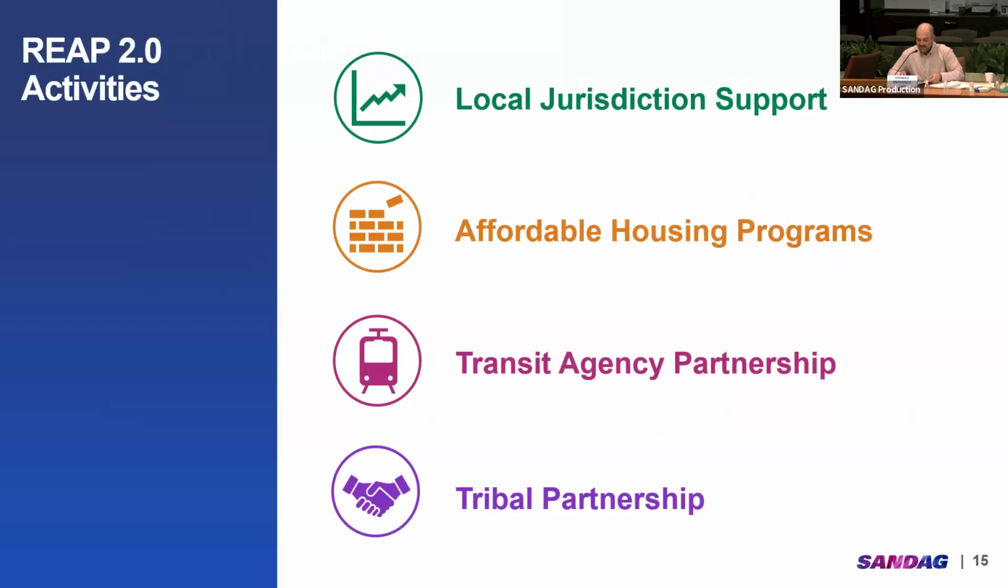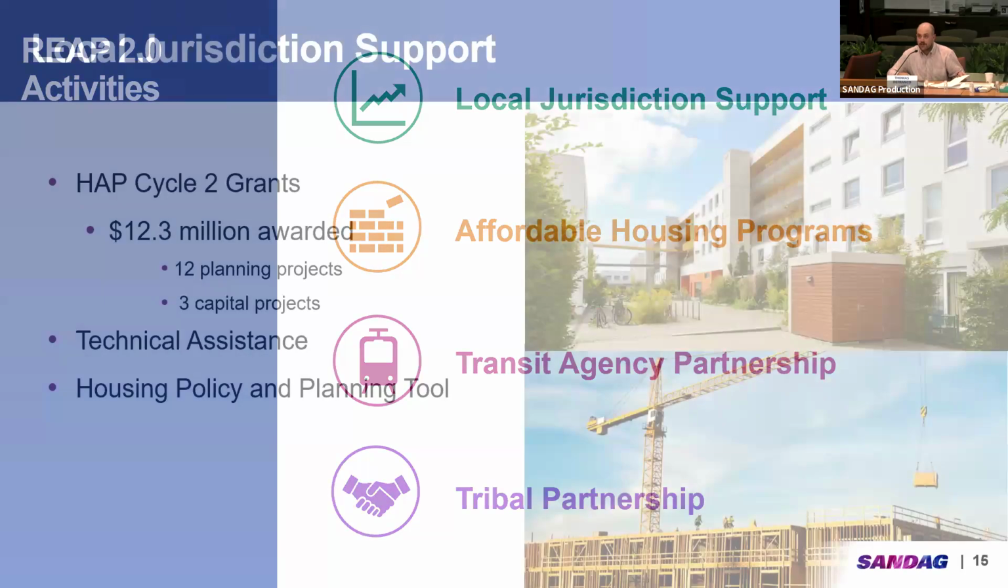So with that being said, I'll provide now a quick overview of our efforts. SANDAG also engaged in robust outreach during 2022 to develop our REAP 2.0 program priorities. Based on the input received from local jurisdictions, elected officials, affordable housing developers, and tribal nations, we organized our planning implementation activities into 4 main areas: local jurisdiction support, affordable housing programs, transit agency partnership, and tribal partnership.